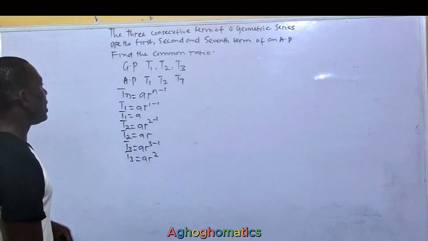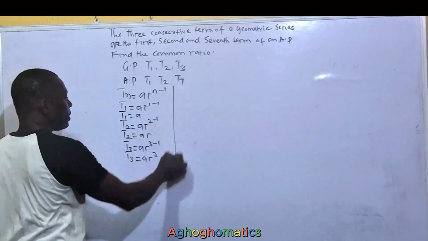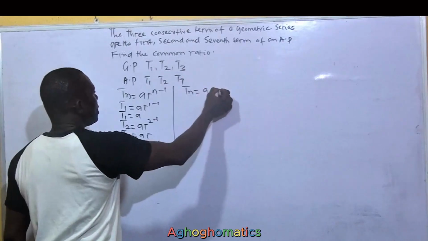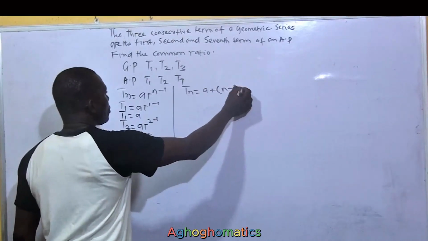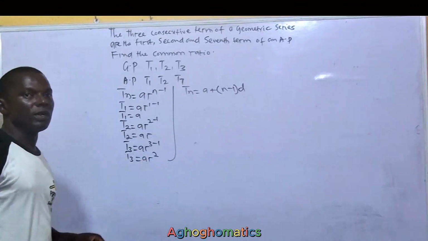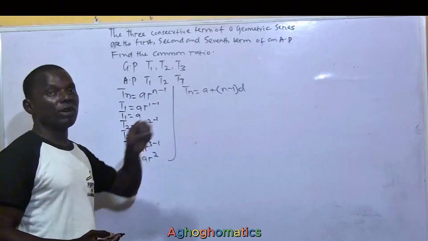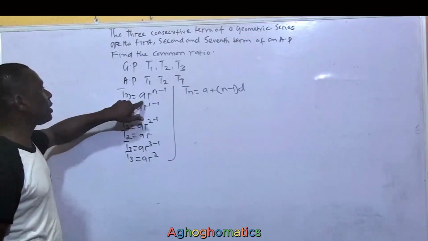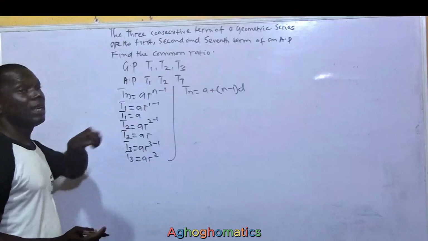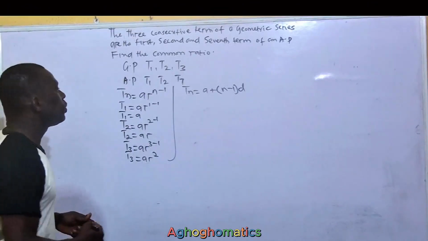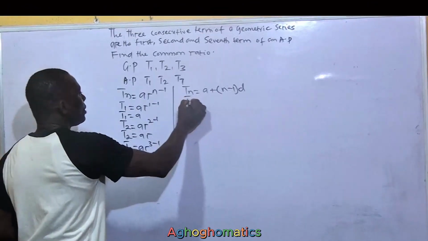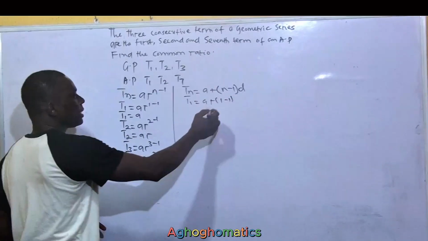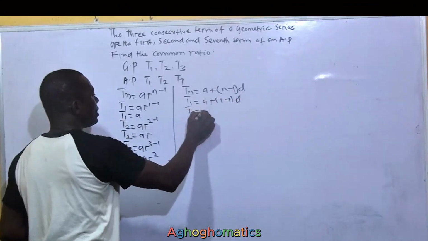Then if we look at the arithmetic progression, the Tn, the nth term, is given as a plus, open bracket, n minus 1, close the bracket, multiplied by the common difference d. A is the first term, n is the number of terms, and d is the common difference. For the geometric progression, a is the first term, r is the common ratio, and n is the number of terms. Okay, so for here, you see T1, it means a plus 1 minus 1 d, since n is 1 at that time. So T1 is equal to a.